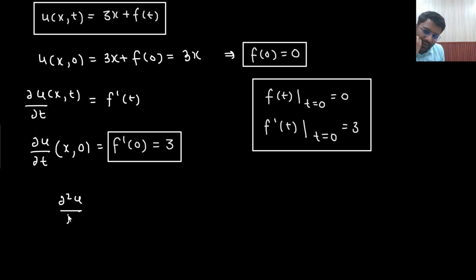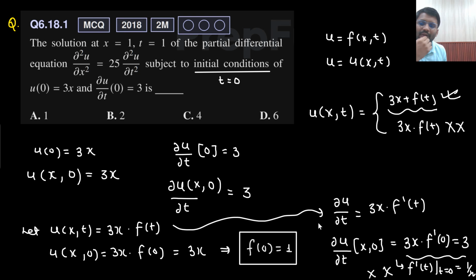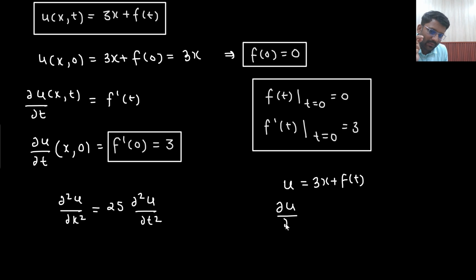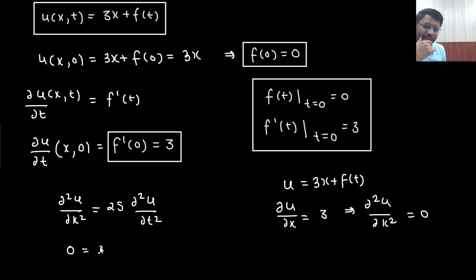Del square u by del x square equals 25 del square u by del t square. So partial differentiation of u with respect to x 2 times. What is my u? That is 3x plus f of t. First time when I differentiate with respect to x, what answer will I be getting? So this will be treated as constant, so this will be 0, this will be 3. And now again if I differentiate with respect to x, what answer will I be getting? That will be 0. So del square u by del x square is coming out to be 0 equals 25 times the t part.